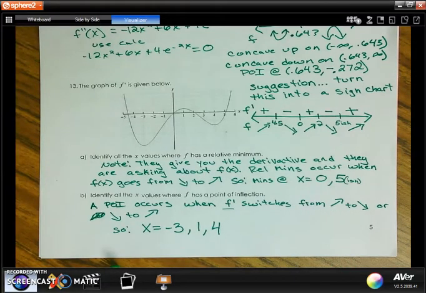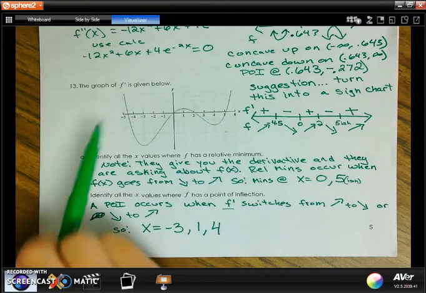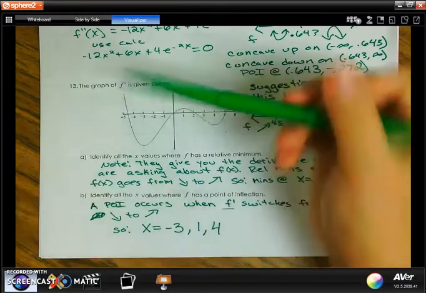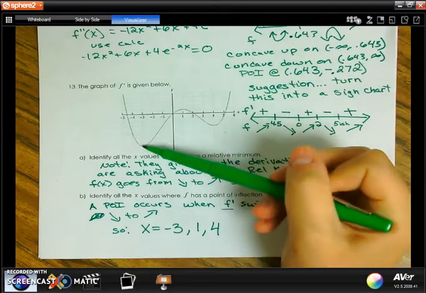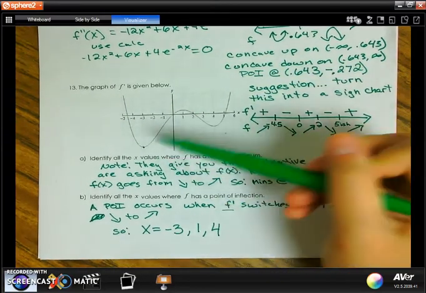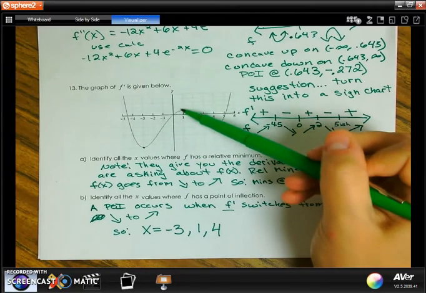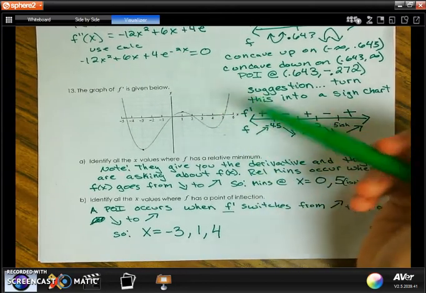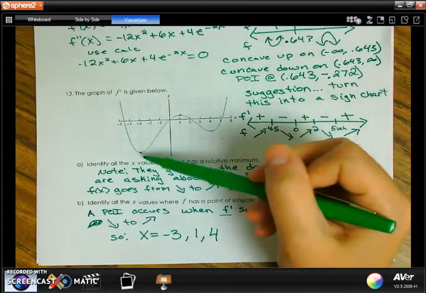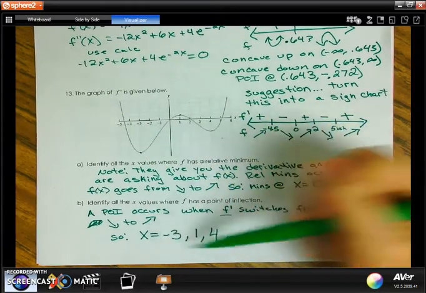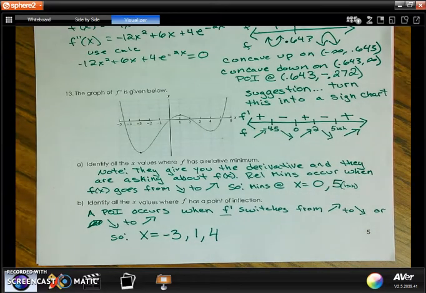So where does that happen? You have to look back at the original graph. This graph is decreasing here, then it starts increasing, which makes this a point of inflection. It's increasing, then decreasing, which makes that another point of inflection. And then it's decreasing to increasing, so there. Those are the values of negative 3, 1, and 4, which is where I got those from. Okay, so good luck on your test for Unit 3.